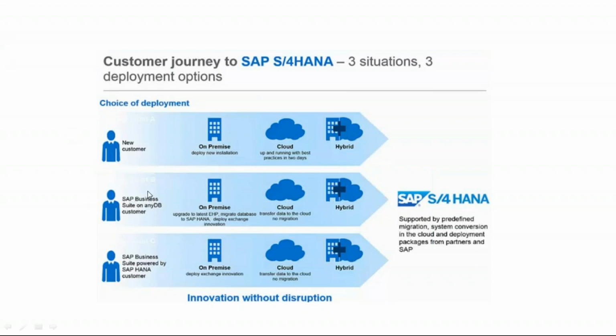So for an SAP Business Suite on any DB customer, if you are on any database, first you have to migrate to HANA database, and then you have to migrate to the cloud and use it. Then the SAP Business Suite powered by SAP HANA customer: if you are already an SAP HANA customer, and at any point of time you have done a database migration, you can use it on premises anytime, or you can migrate to the cloud. That means once you are in HANA database, at any point of time, you can migrate to the cloud if you want to use the cloud. Clear?